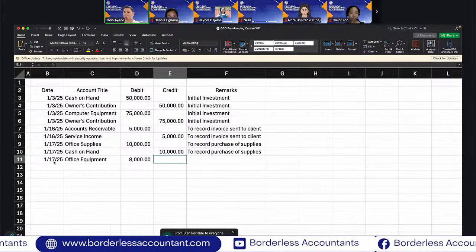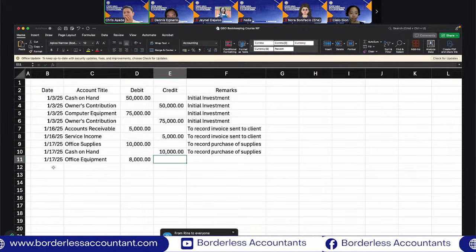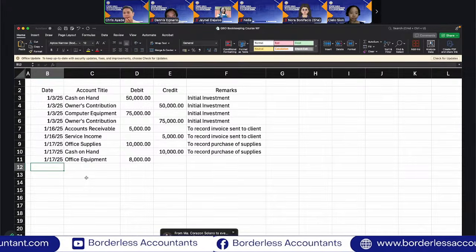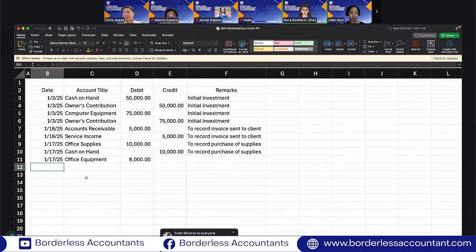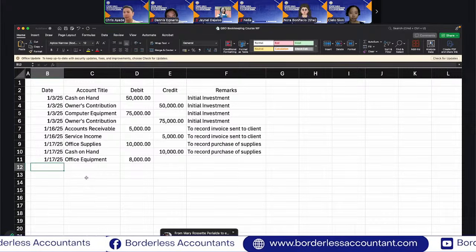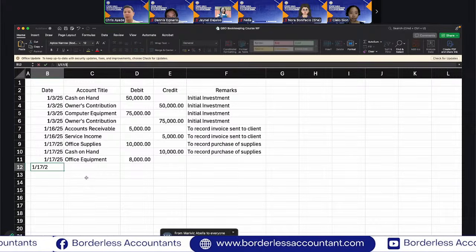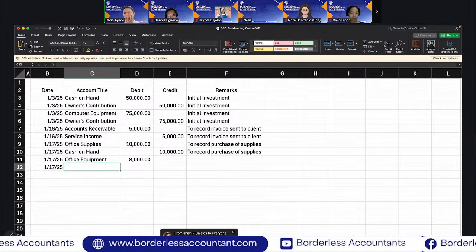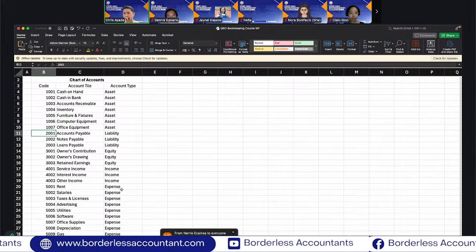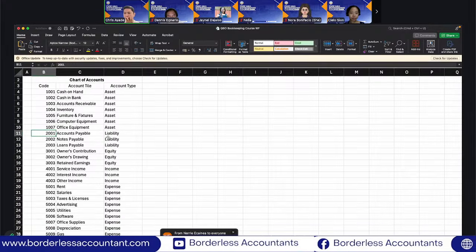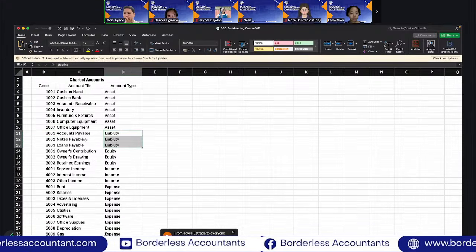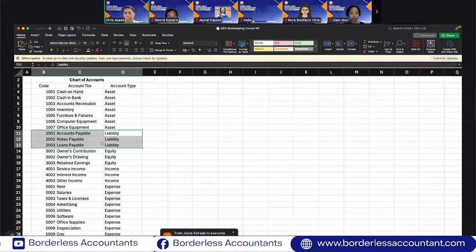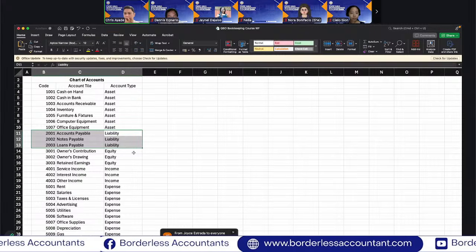So, paano kaya i-purchase yung office equipment na to? Inutang niya o binayaran niya ng cash? What do you think? Utang. Credit card. Nauna si Corazon eh. So, utang. Paano kayong recording ng utang? Tingnan natin yung chart of accounts. Anong pwede natin gamitin dito? So, liability. Tatlo lang yung accounts natin for liability. Merong accounts payable, notes payable, loans payable. Ano kayong pinaka-applicable dito?